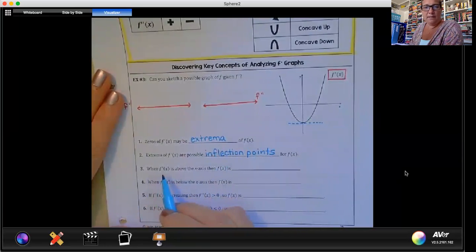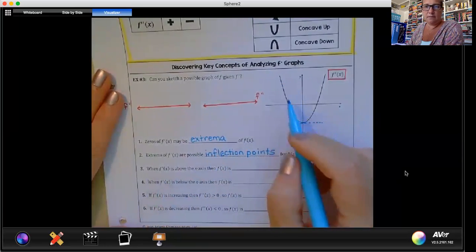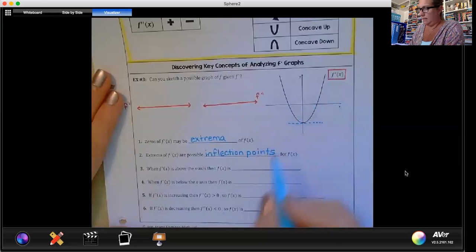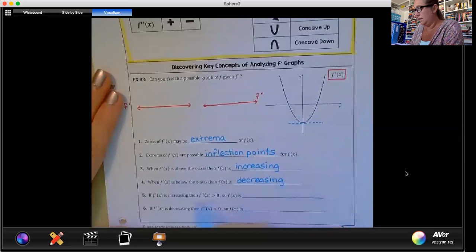When f prime is above the x-axis, f of x is increasing. Below the x-axis means you're decreasing. If f prime is increasing, then f double prime is greater than 0. So f is concave up. And if f prime is decreasing, f double prime is less than 0. So f is concave down.